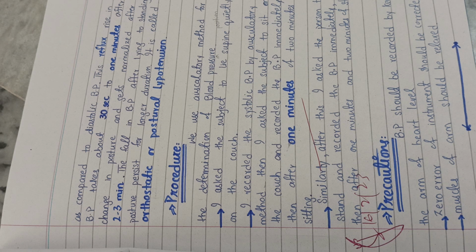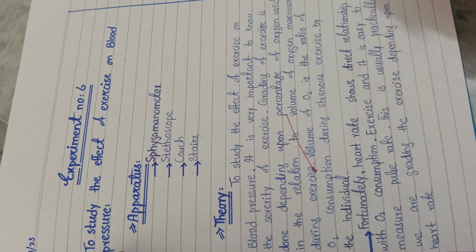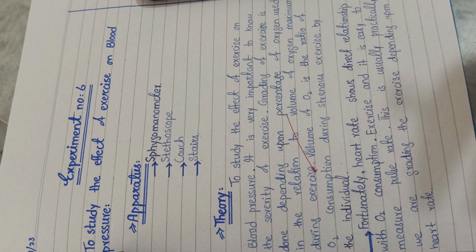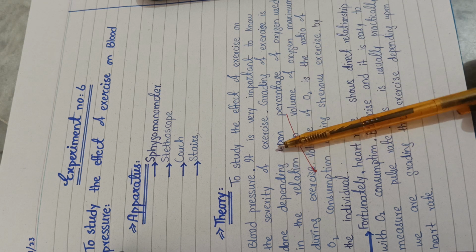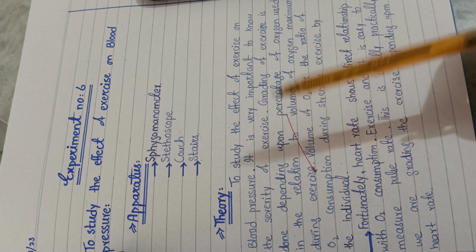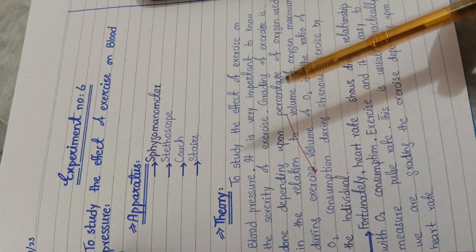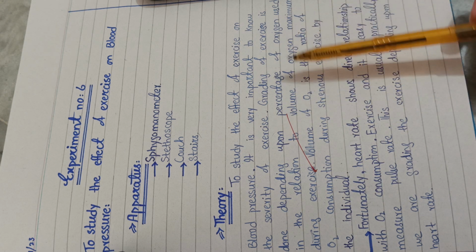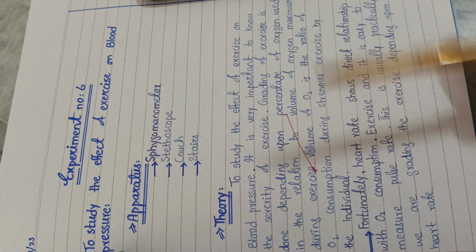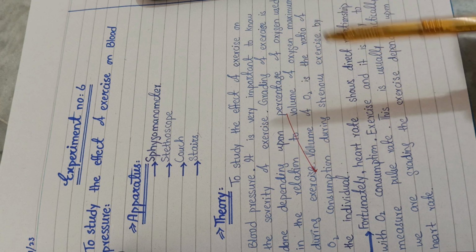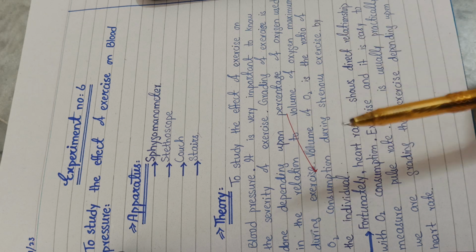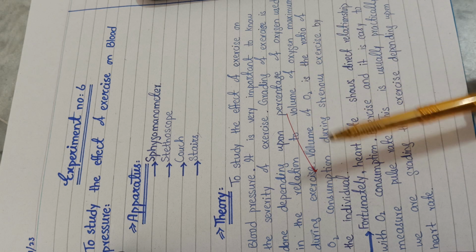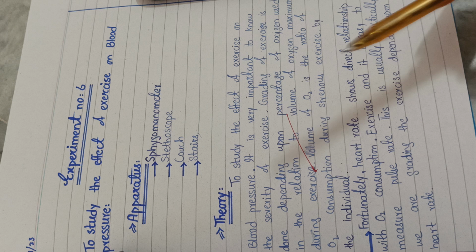The precautions of this experiment are given, and there is no difficulty in it. Now, in experiment number 6, we are going to see how exercise is going to affect your blood pressure. Exercise is going to greatly affect it. So it is very important to know the severity of exercise, whether you are doing a soft exercise, mild exercise, or a severe exercise. So it depends. Whenever you exercise, your oxygen consumption gradually increases, and due to more and more oxygen consumption, the level of oxygen in your body is decreasing.